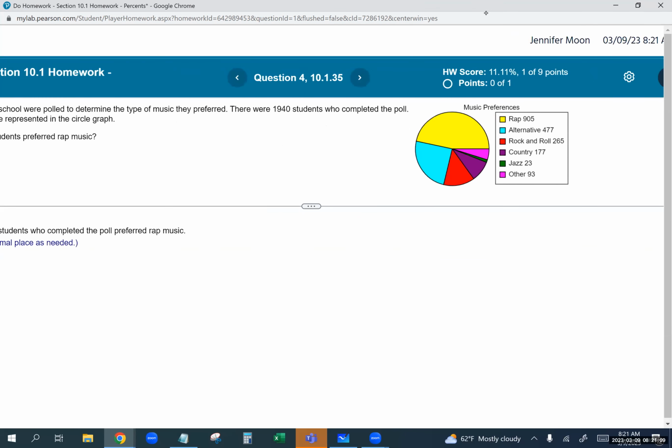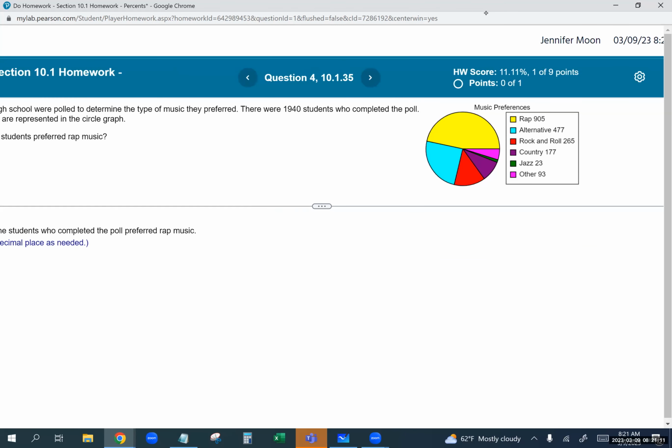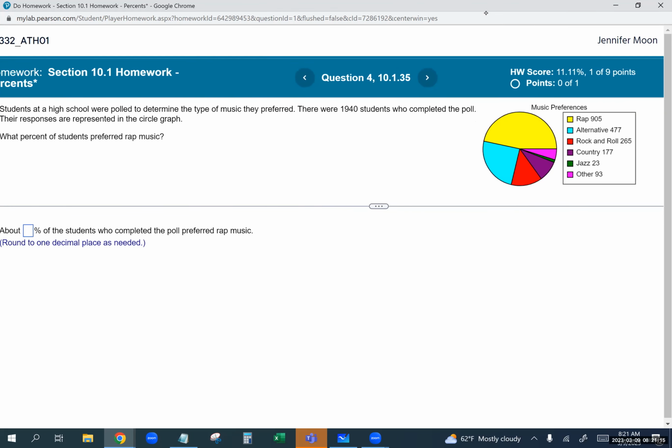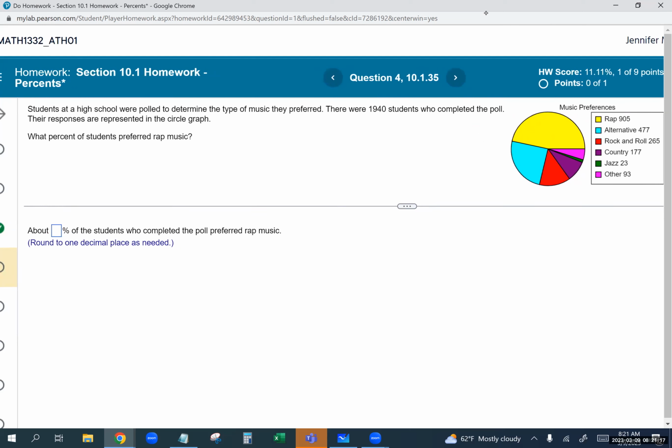And then you hit enter and then it'll say, great job. Okay, this one is worded differently. Instead of giving you a percent, it's giving you a total amount of people. I think it's students. It says, I know it's little, but let me read it. Students at a high school were polled to determine the type of music they preferred. There were 1,940 students who completed the poll. Their responses are represented in a circle graph. What percent of students preferred rap music?